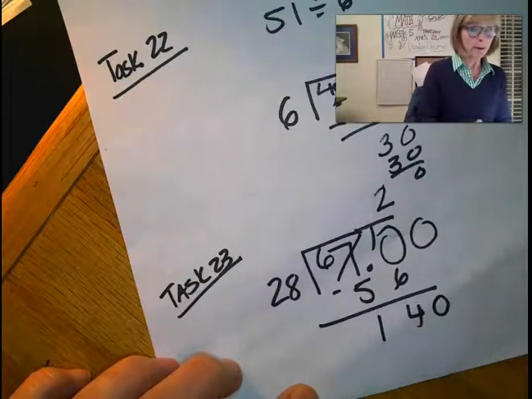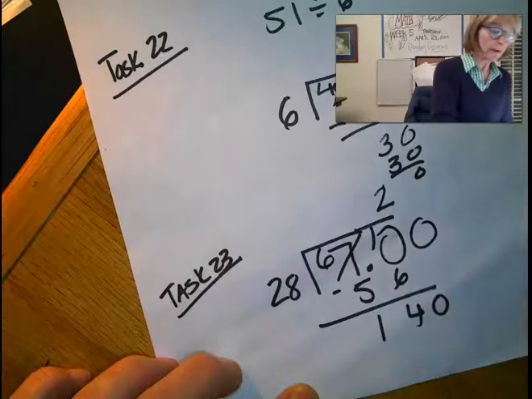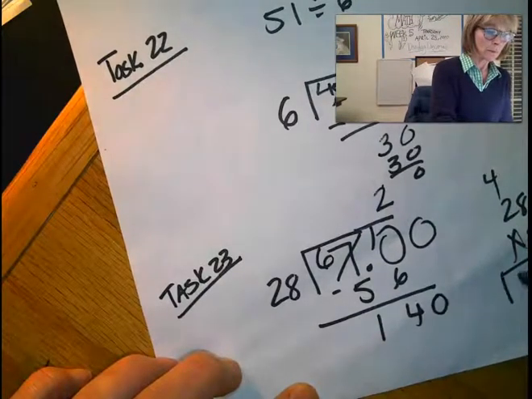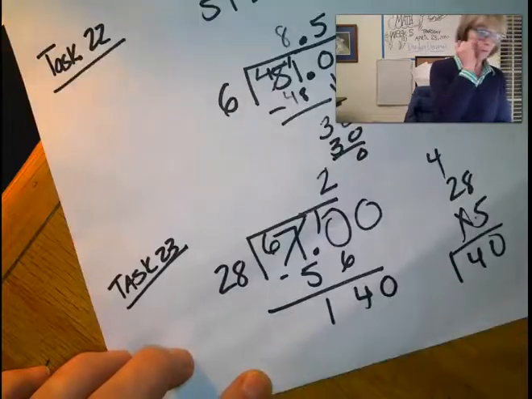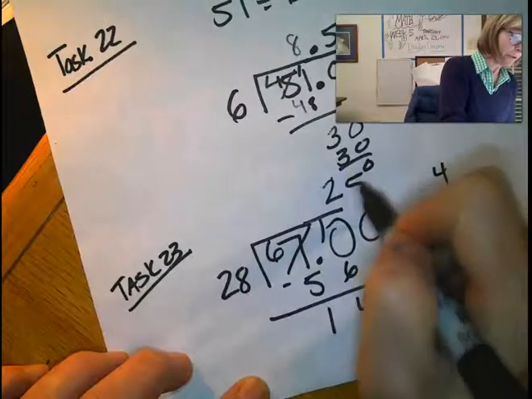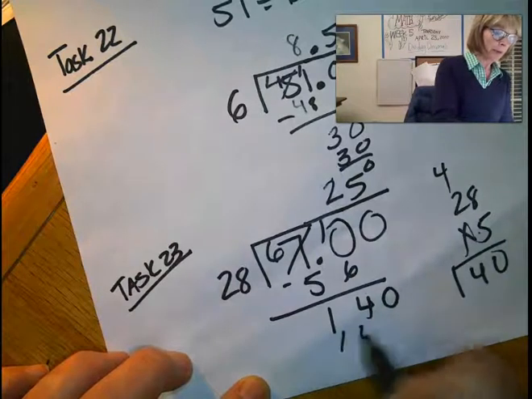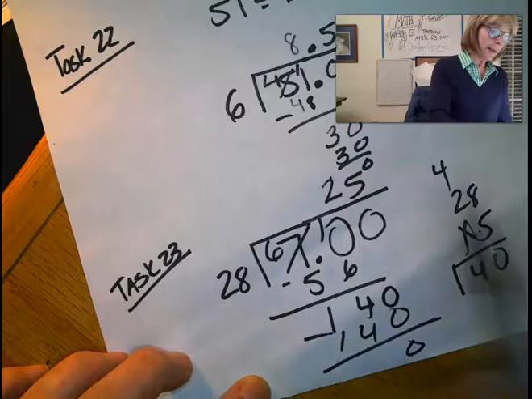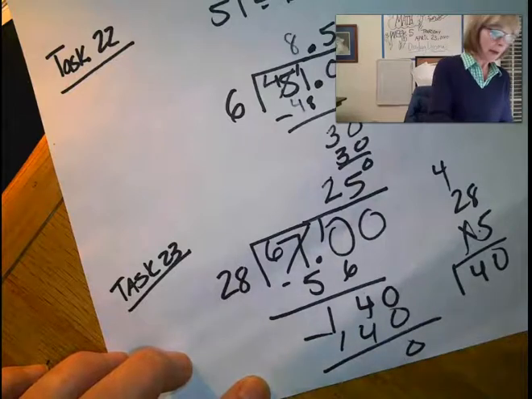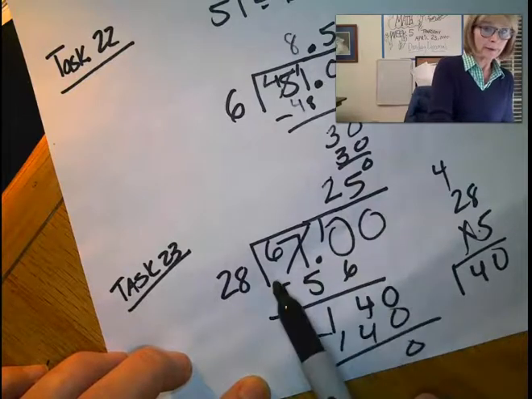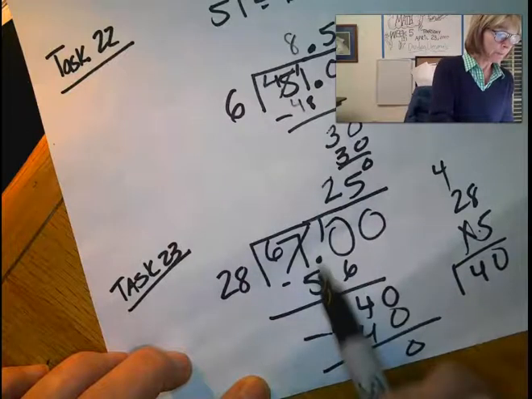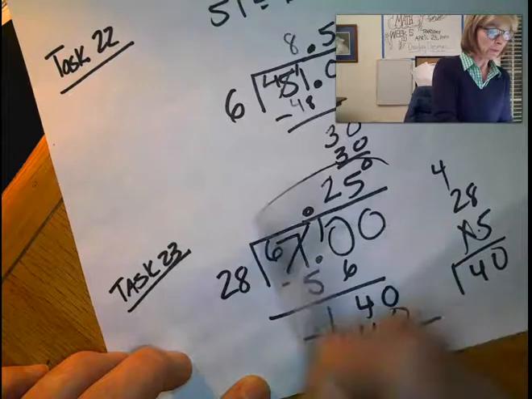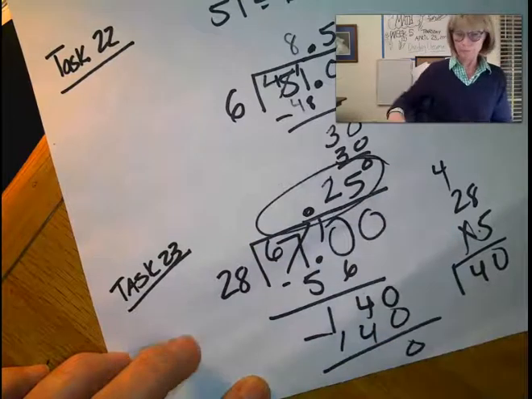Well, I know that's going to be about 5 times. 5 times 28 is 140, so that's going to work for me. So I'm going to put my 5 up here in my dividend. I'm going to subtract out the 140 and have 0 left over. And my answer is not 25. I have a decimal point inside this box, and so I need to go straight up on that decimal point. So my answer is 0.25.